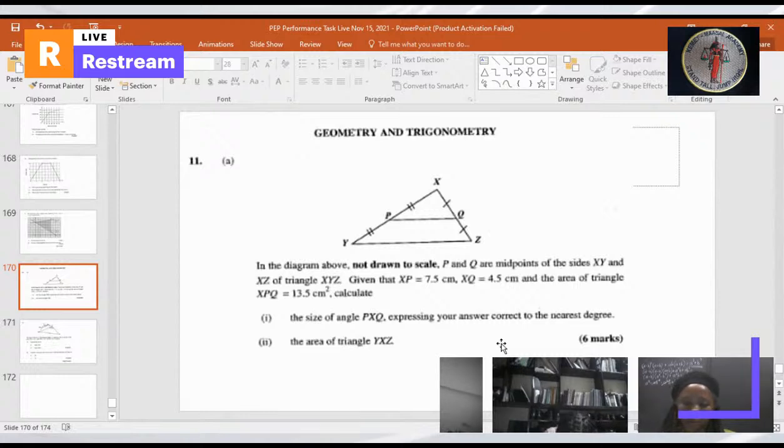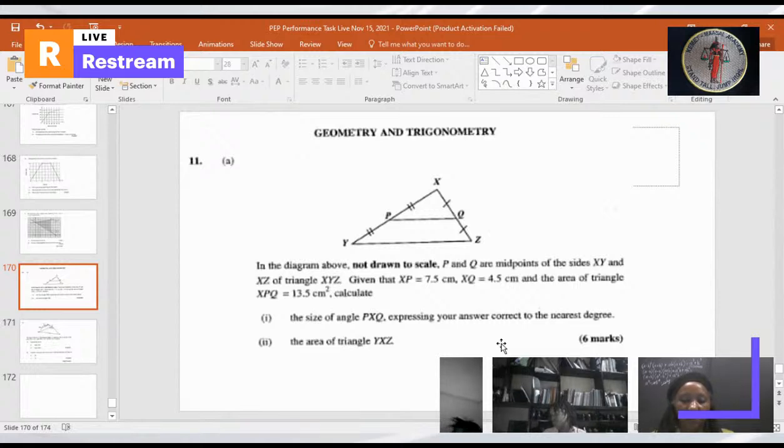I got 26.72. Pardon me? For the area of the big triangle? That's not what you should get. I got 53.9 centimeters squared. So we could round that to 54 centimeters squared. I mean, how should I do it?